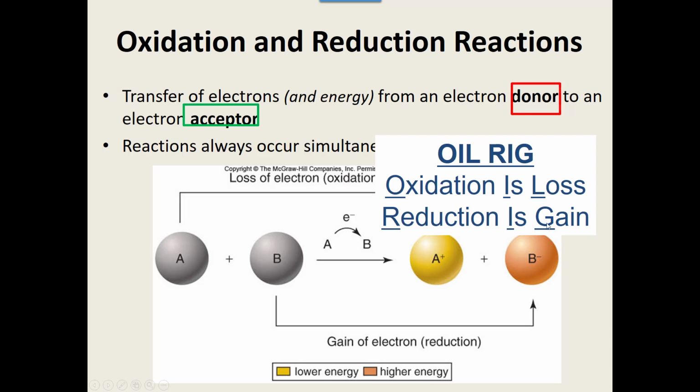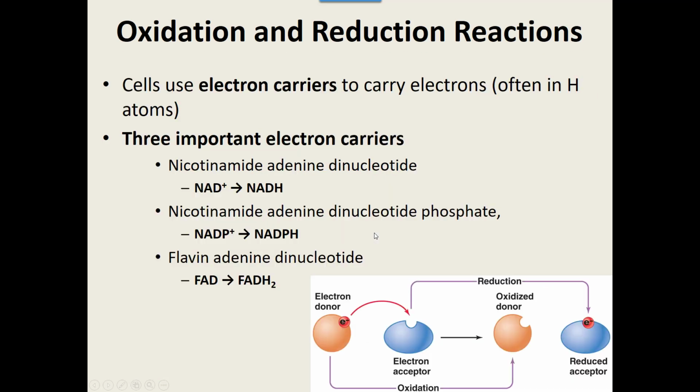Now, electrons generally don't float around all that often. Usually as one electron is lost, something else is picking it up. Now, there are some molecules that pick up electrons very quickly, very easily, and can transport them. As you transport an electron, you are transporting energy. We call these electron carriers. That's their job. One of the most common electron carriers is usually anything that has a hydrogen atom in it. And the three most important electron carriers in most cells are NAD, NADP, and FAD.